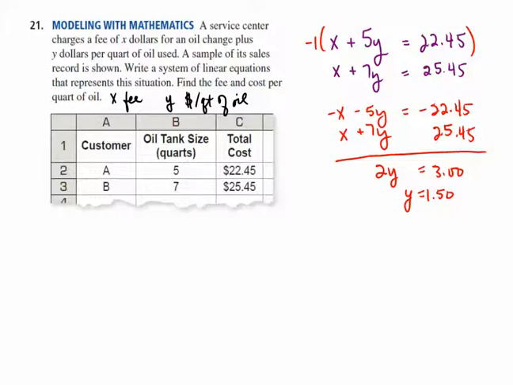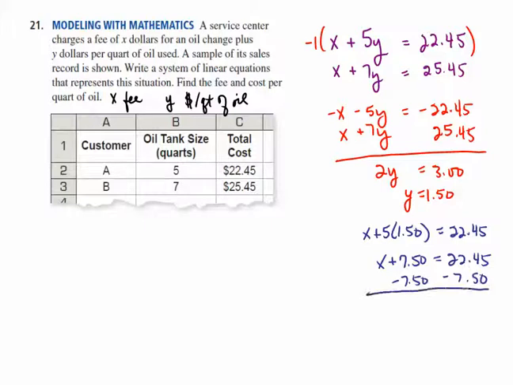Once we know y is $1.50, we can plug that into the first equation. X plus 5 times $1.50 is equal to 22.45. 5 times $1.50 is $7.50. Subtracting $7.50 on both sides, and we end up with X is equal to $14.95. I'm simply going to plug those into the second equation, both of them, to check.